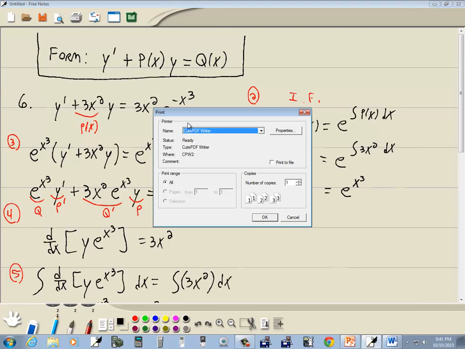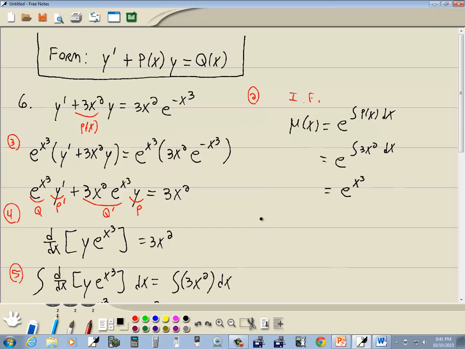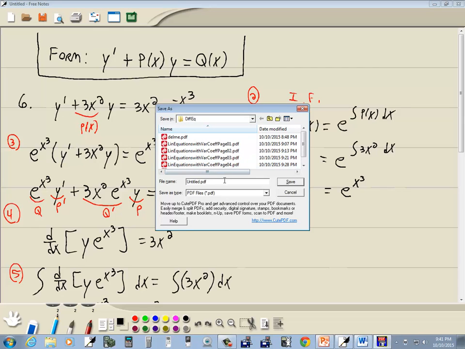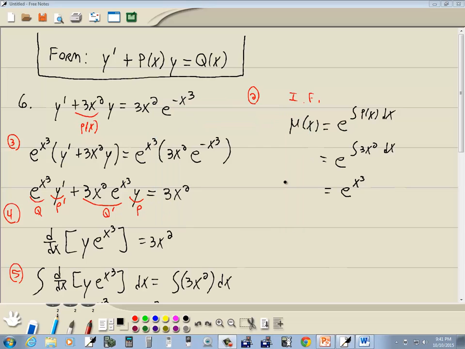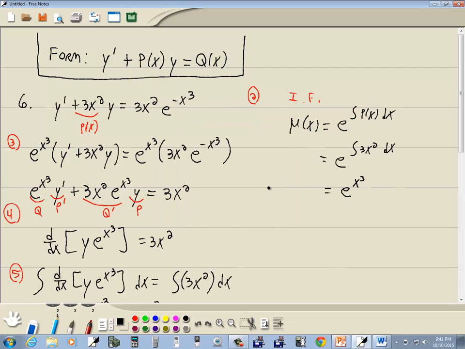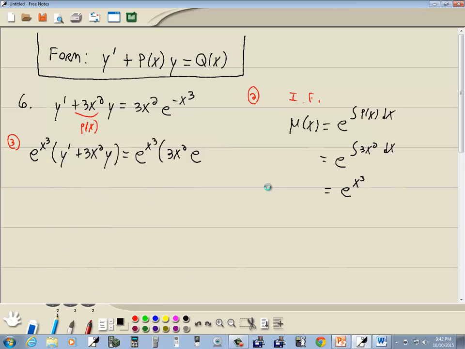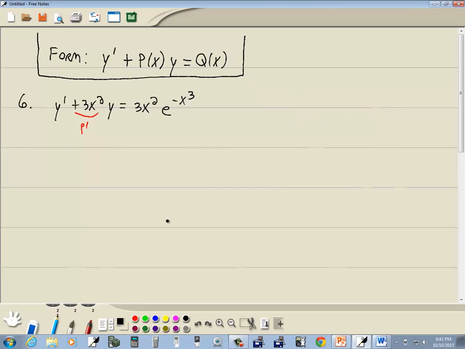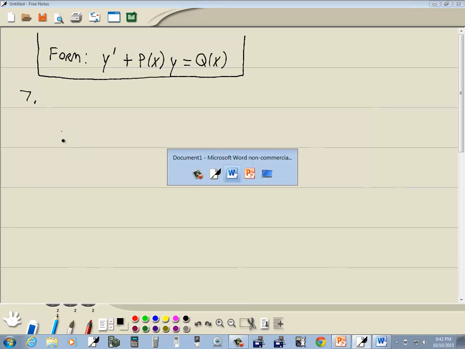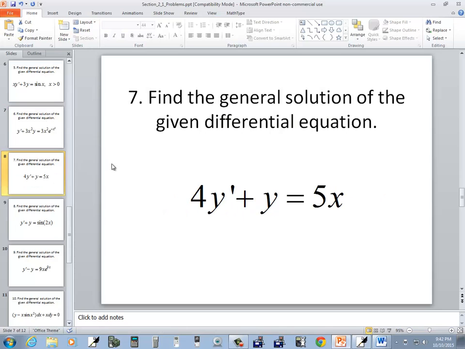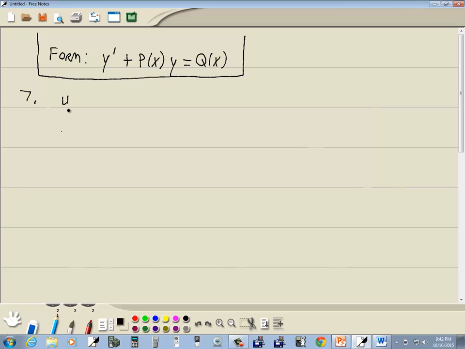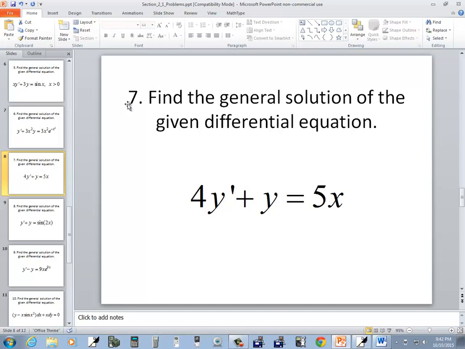So we'll print that. Okay, and I'm going to clean this page off. Let's take a look at number 7. We got 4y prime plus y is equal to 5x.